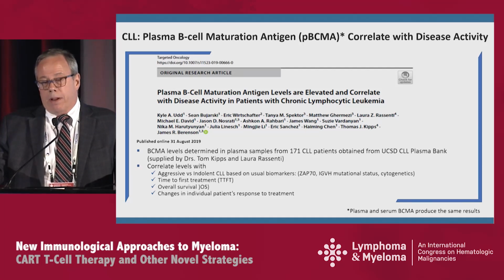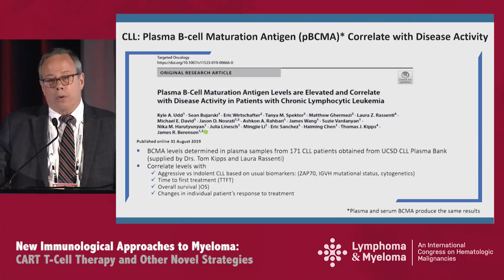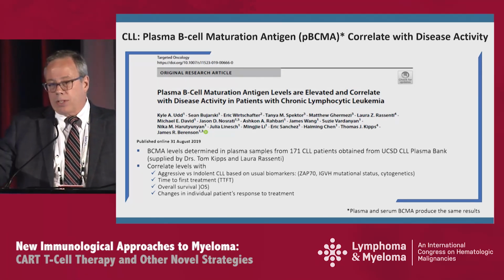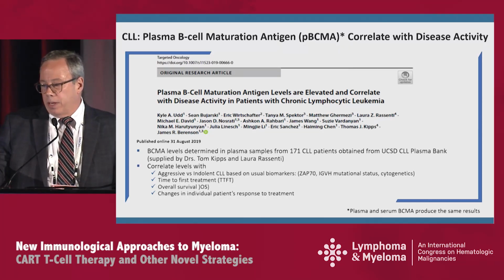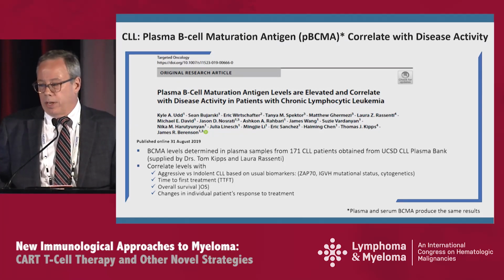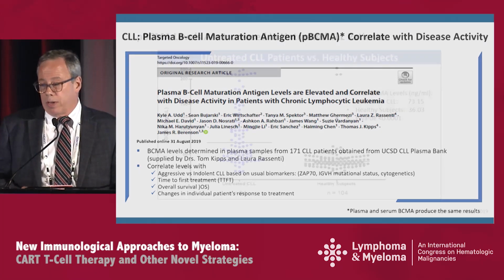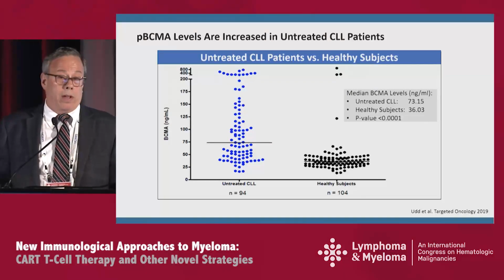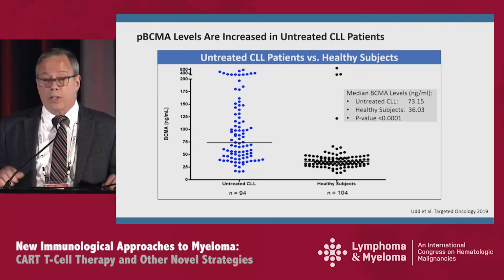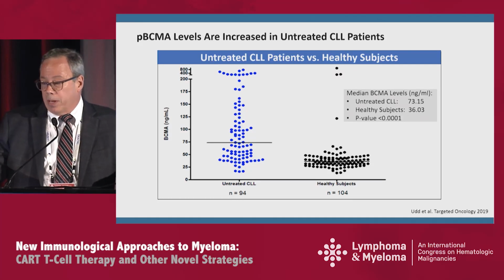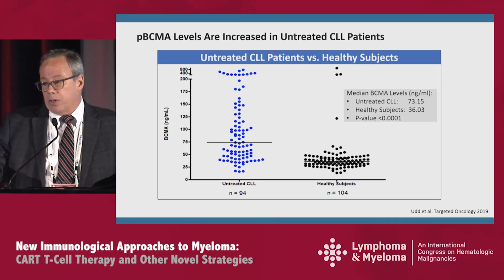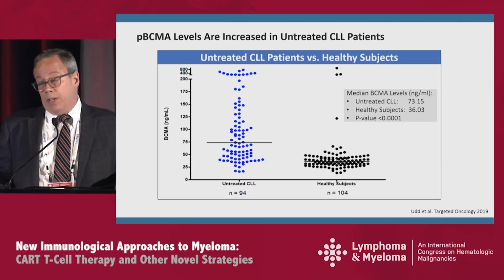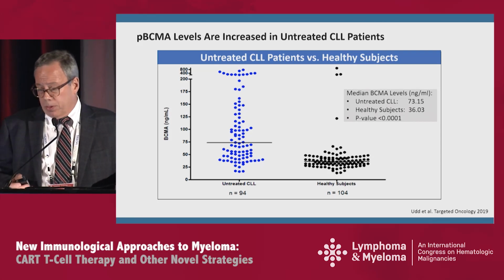We looked at baseline BCMA and correlated with aggressive versus indolent based on ZAP70 and the IGHV mutational status. We also looked at time to first treatment, overall survival, and changes in individual patients' response to treatment. What you note immediately is the levels are actually lower in CLL, which makes a lot of sense. It's a little bit earlier in B-cell lineage, and there are a lot more patients here who are kind of smoldering. But the numbers are double of normals, and indeed quite significantly different than normals.